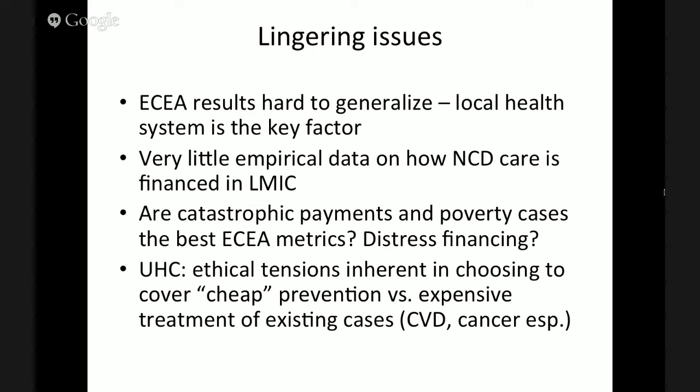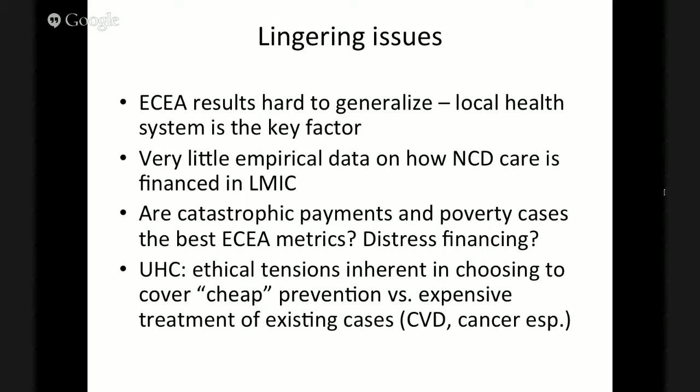The final issue is not really a UHC thing, but more a cost-effectiveness thing, which is that there are still ethical tensions inherent in this. Especially for NCDs, we talk about scaling up cheap preventative things like reducing salt, or reducing smoking by taxing people, versus actually paying for people's healthcare, paying for dialysis or heart bypass surgery. So there's a tension between prevention and treatment ethically when there's a limited budget, and those tensions still exist even with extended CEAs.